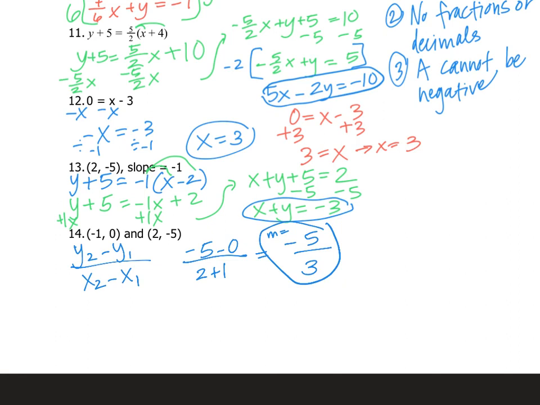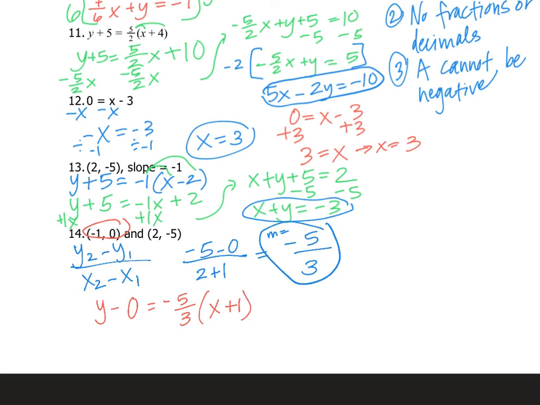Now, in a different color, I'm going to use my slope and use one of the points to use the point slope form and then go to standard form. Again, it doesn't matter which one you use, because you're going to get the same exact answer. I personally am going to use the first one. Okay, so point slope form, so y minus y1, my y1 is 0, equals my slope, -5 thirds, x minus x1, since it's a negative, it's going to be x plus 1.